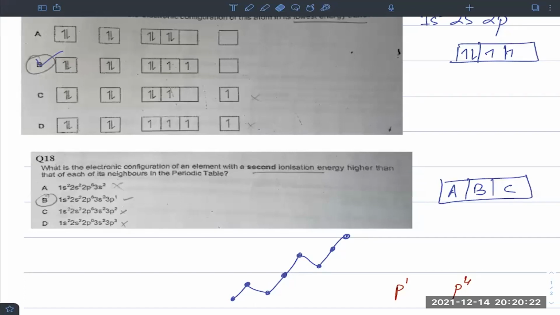So we are looking for a paired up electron. Either it pairs up in the second one, meaning it is either P1 or P4. So yep, it's going to be B.